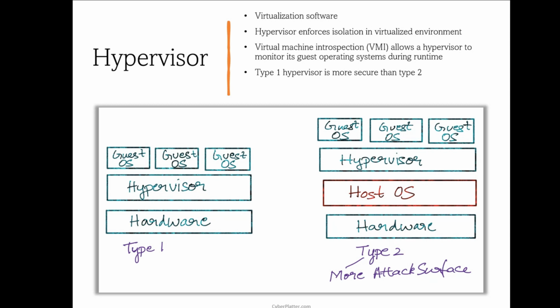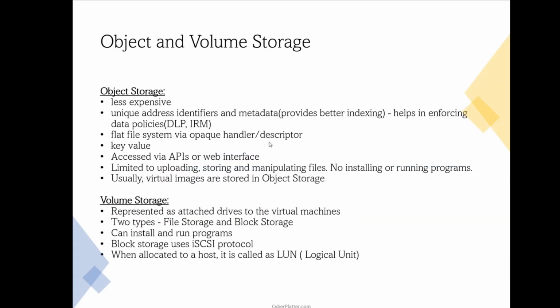Type 1 hypervisor is considered to be more secure than type 2 hypervisor, because type 2 hypervisor has more attack surface because of the extra host OS layer. Hypervisor collects the data about the guest operating machines through VMI, which we talked about in the previous slide, virtual machine introspection. Okay, the next topic is object and volume storage.